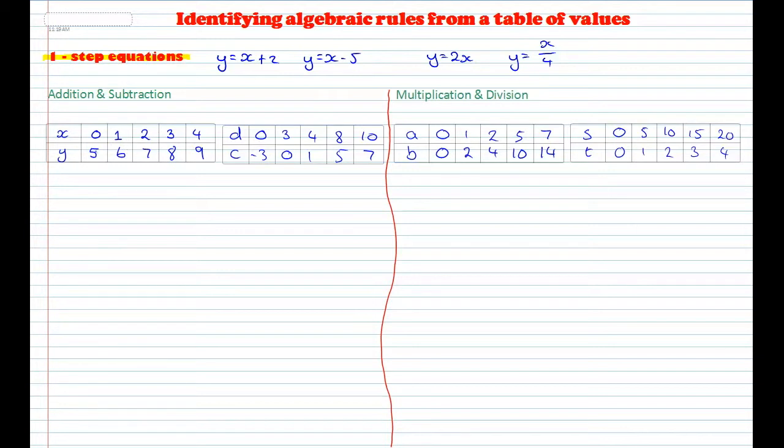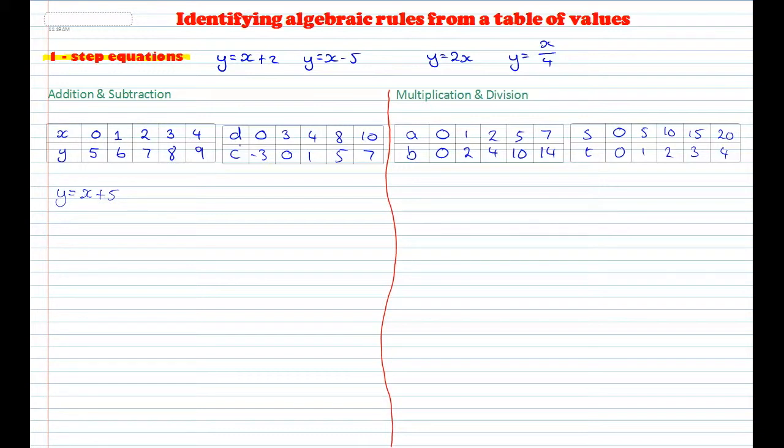Because it's the same thing happening every time from the top to get down to the bottom, we know that the rule is going to be y, our y value, that is anything along this row, will be equal to x plus 5, because to get the answer along the y row, we need to do our x value plus 5. That is, 0 plus 5 is 5, 1 plus 5 is 6, 2 plus 5 is 7, 3 plus 5 is 8, and 4 plus 5 is 9. So therefore this is going to be our rule: our y row is equal to our x row plus 5.